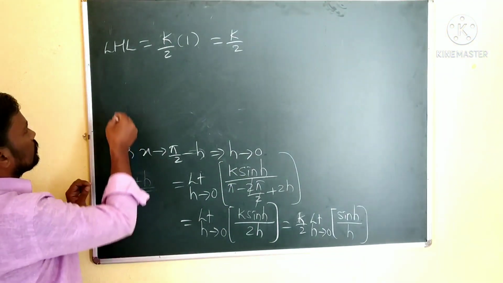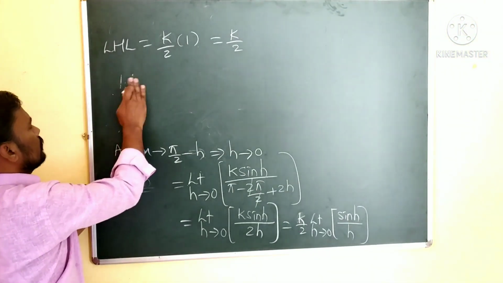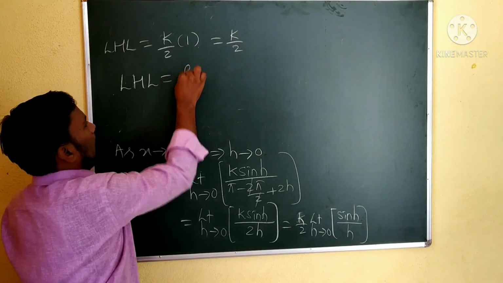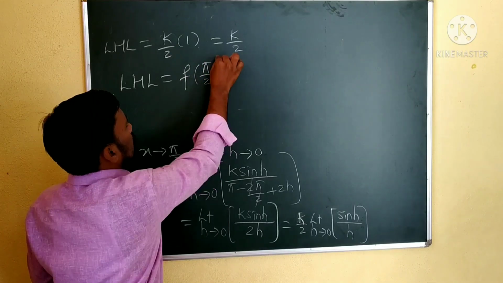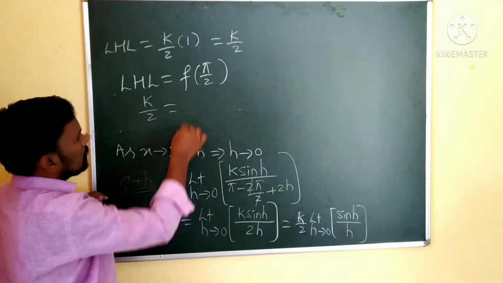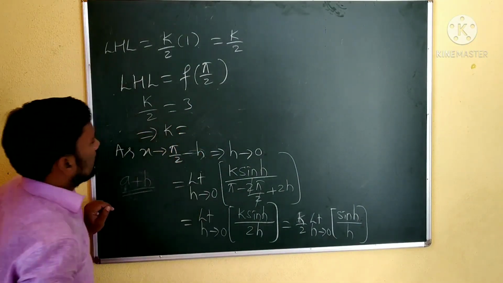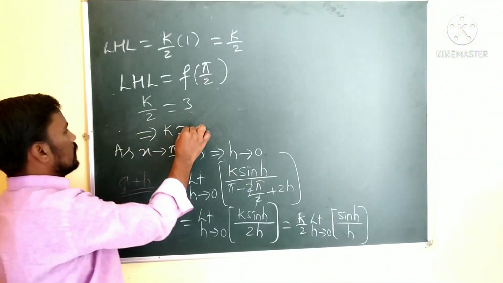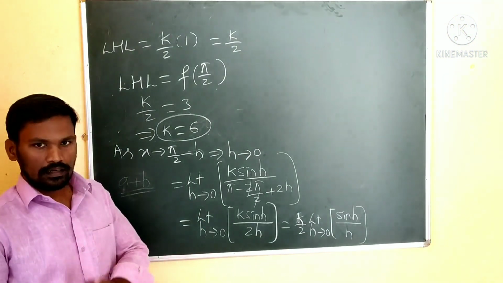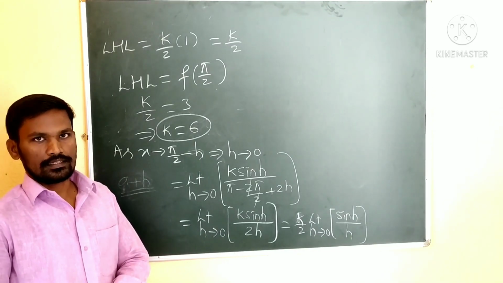Now, by the condition of continuity, LHL is equal to the value of the function which is given. LHL value k by 2 is equal to the value of the function, which is 3. By cross multiplication, we get k is equal to 2 into 3, which is 6. This is the required value of k. I have solved only one question in today's class and the remaining questions will be solved in the next classes. Thank you.